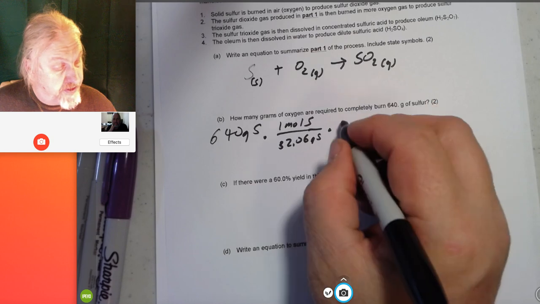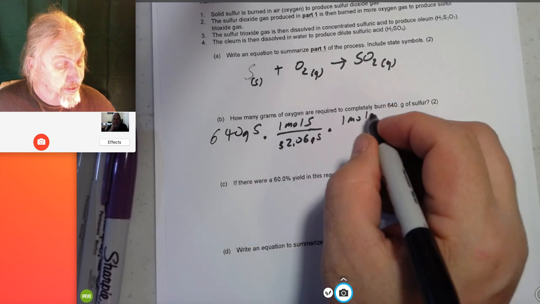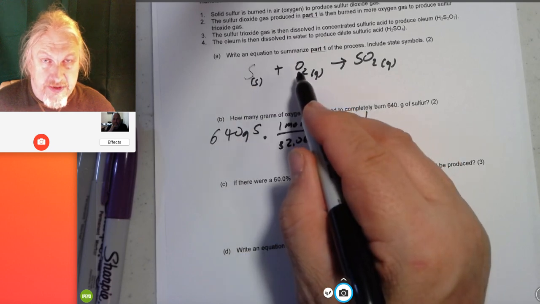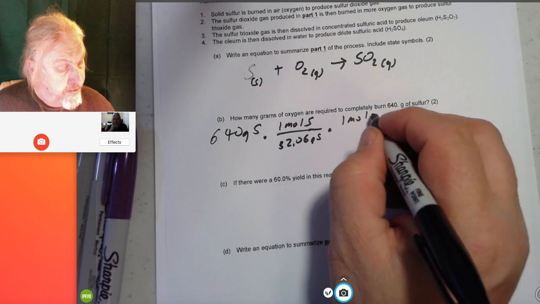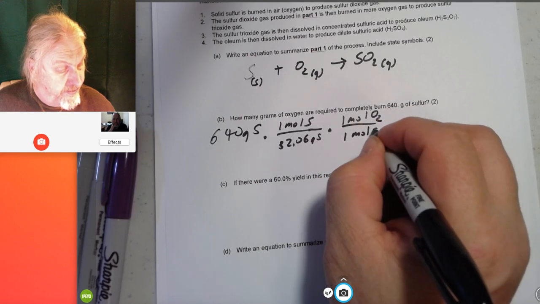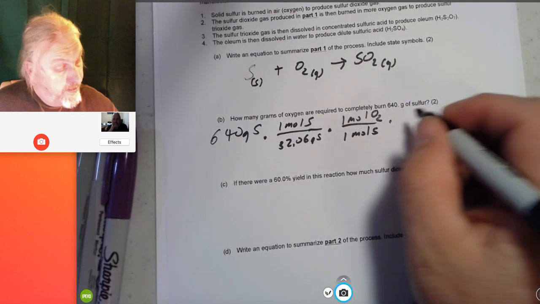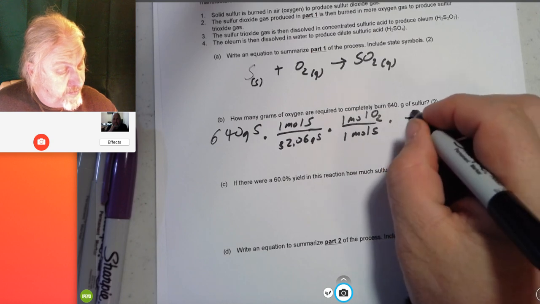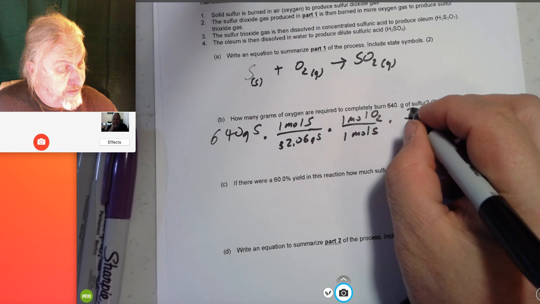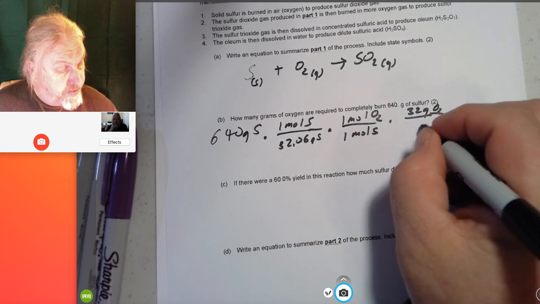Then I'm going to do this by strictly stoichiometry ways. So 1 mole, and we're looking now at our molar relationship. For every mole of sulfur, we consume 1 mole of oxygen. So we'll put moles oxygen up here, 1 mole sulfur here. Because we want to be able to cancel everything out. Then we have to convert that because it asks for mass or how many grams. All right, and 1 mole of oxygen has 32 grams.